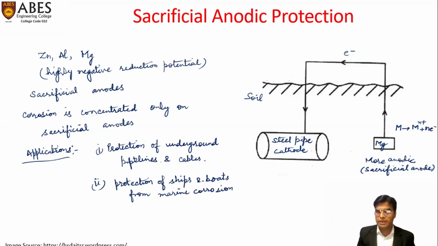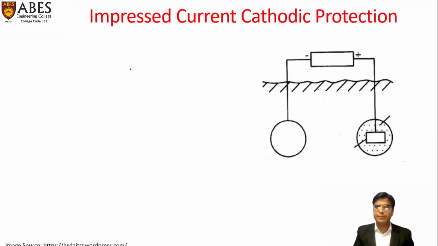To prevent the ships and boats from marine corrosion, a sheet of magnesium or any sacrificial anode is hung from the boat hull, and the body of the ship is protected, and the sheet of the sacrificial anode which is hung from the boat hull undergoes corrosion sacrificially. The next kind of method is impressed current cathodic protection. In this method, the corrosion current is nullified by applying the current from an external source in the opposite direction.